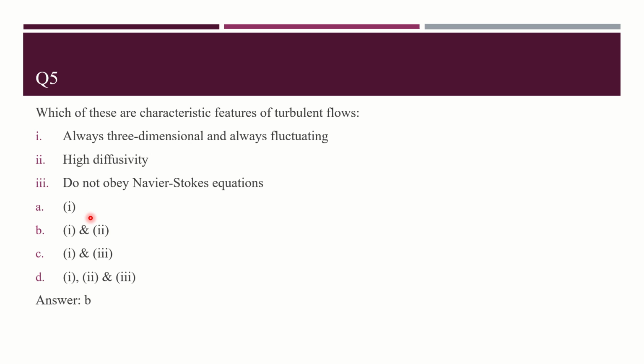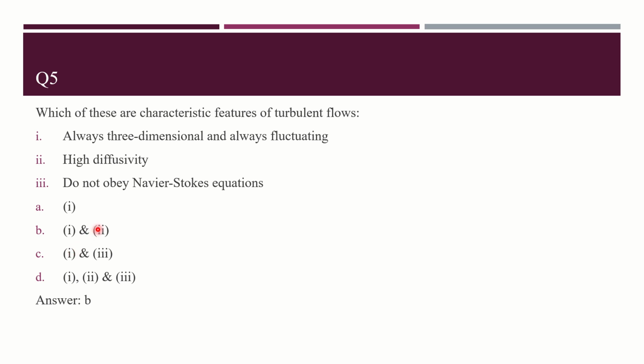Option A is 1. Option B is 1 and 2. Option C is 1 and 3. Option D is 1, 2 and 3. In all these options we have one in common, and we know that the second statement is also true, but the third statement is false. So we need to pick out 1 and 2. The right answer is mentioned in option B, which states 1 and 2 as right.